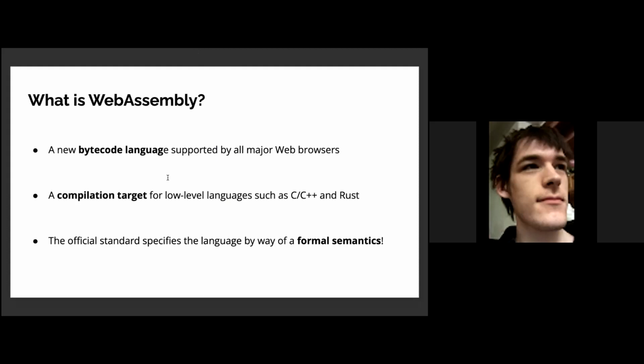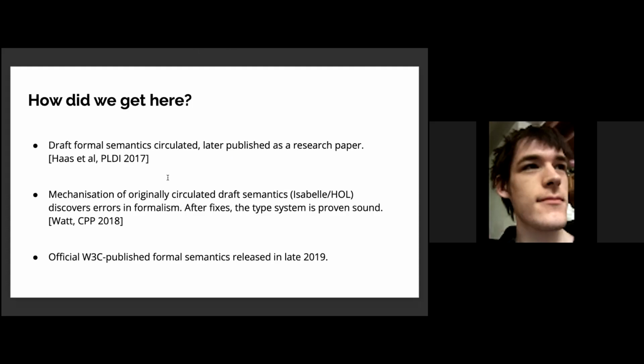And excitingly for us, WebAssembly's official standard specifies the language by way of a formal semantics. This is quite unusual for an industry language. To give a little more context on the timeline of previous work here, the original draft pen and paper formal semantics of WebAssembly was circulated around late 2016 to 2017, and later published in PLDI 2017 by Haas et al.